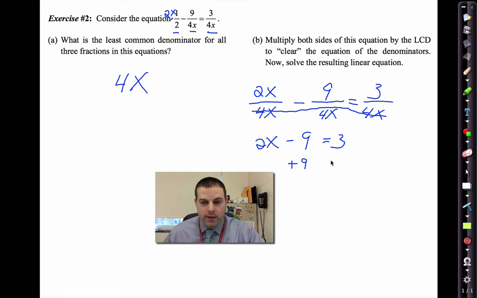So here we just have to add 9. I get 2x equals 12. And then just divide by 2. And when I divide by 2, I find my solution here is x equals 6.